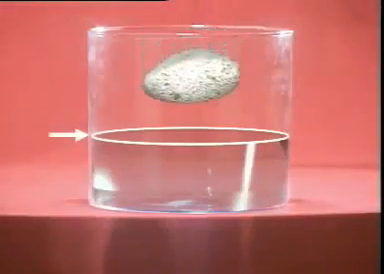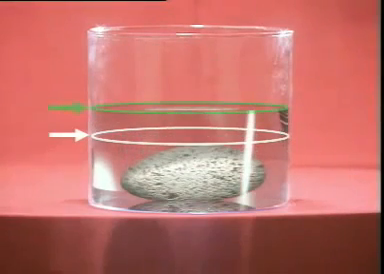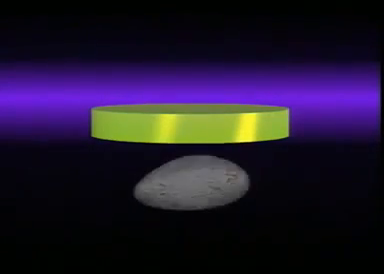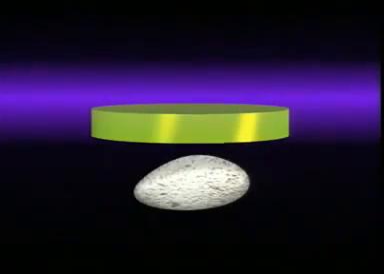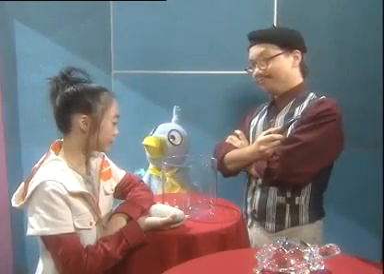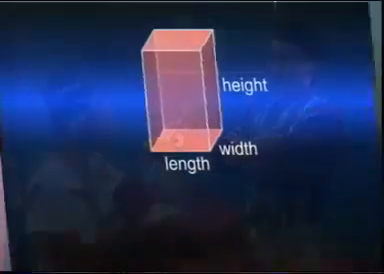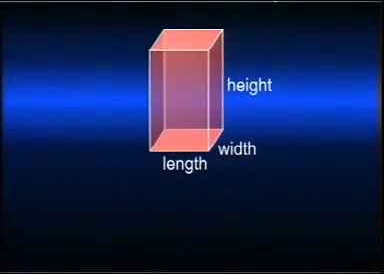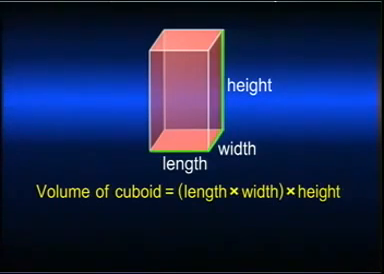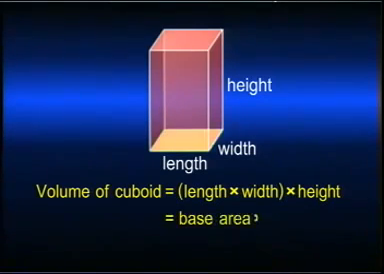The volume of the stone is equal to the volume of water displaced in the circular cylinder. By calculating the volume of the circular cylinder, you can calculate the volume of the stone. How do you calculate the volume of a circular cylinder? I don't know. I only know how to calculate the volume of a rectangular prism or cuboid. Volume is length times width times height. Since length times width equals the area of the base, the volume of a cuboid equals base area times height. Easy to remember, isn't it?